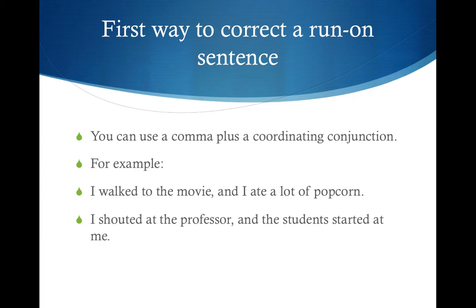All right, and usually you want to have the comma come before and, but that's another lesson. So the next example again, I shouted at the professor, and the students started staring at me. So they're supposed to be staring there, but for some reason it disappeared. All right, so again, you have two independent clauses here, and you're using a coordinating conjunction plus a comma. So that's one way to fix that mistake.